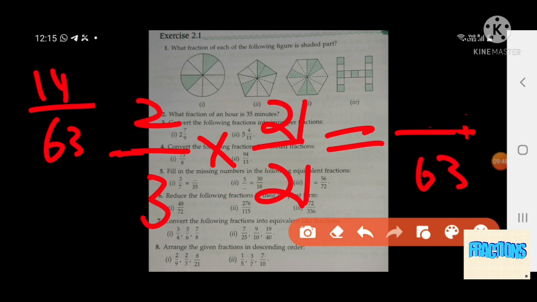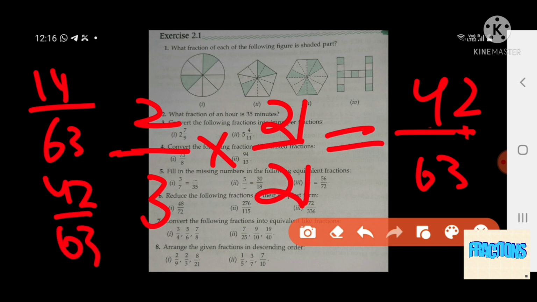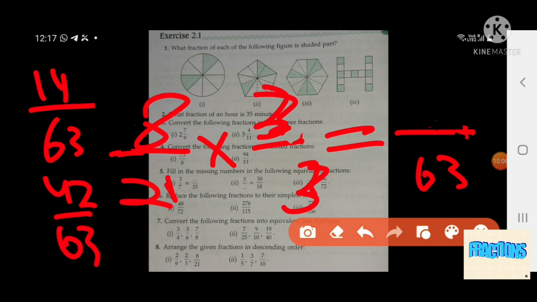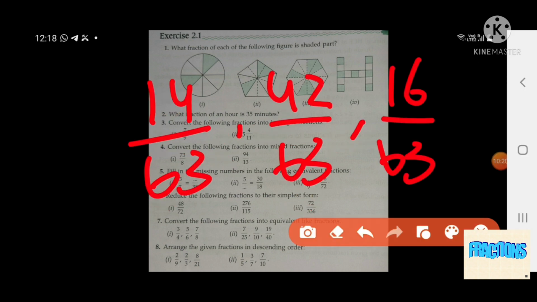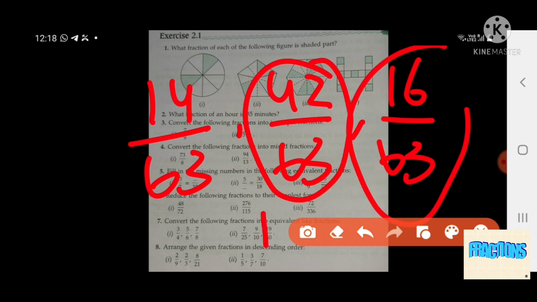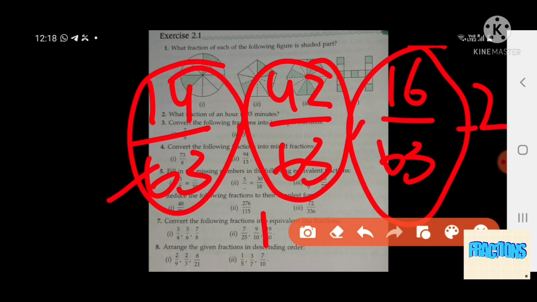So for the 2 upon 3 we will multiply it by 21 upon 21. Here will be 63 and here will be 42. We are writing it again in a corner. Okay, and the last will be 63. We'll multiply it by 3, and here will be 16. So we'll write it here like this. So like this, let's arrange. This will be first, this will be second, and this will be third.